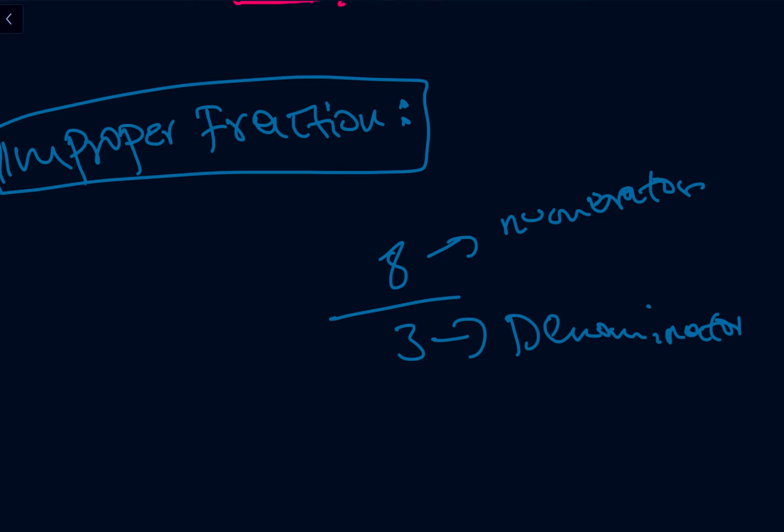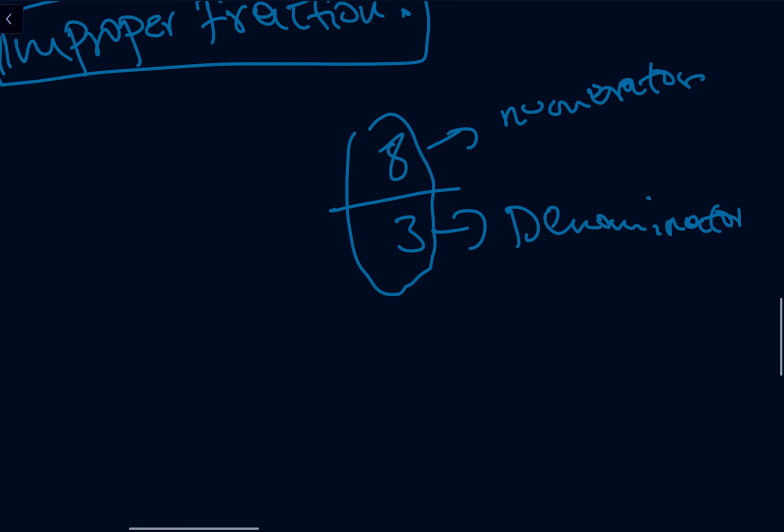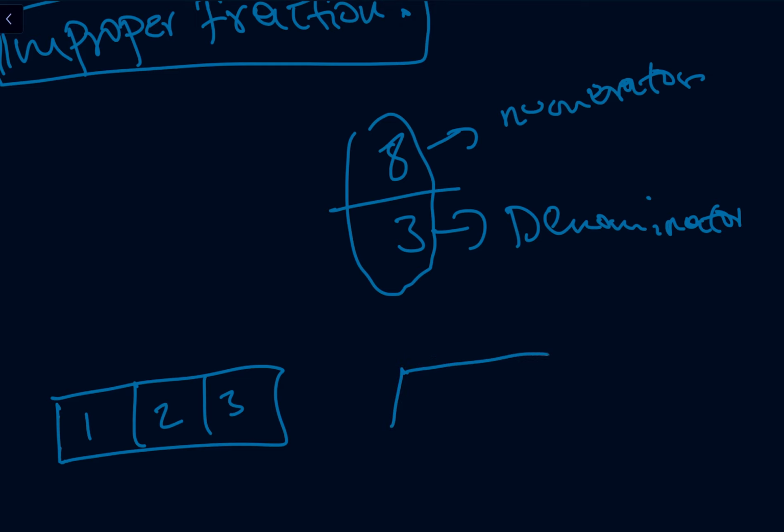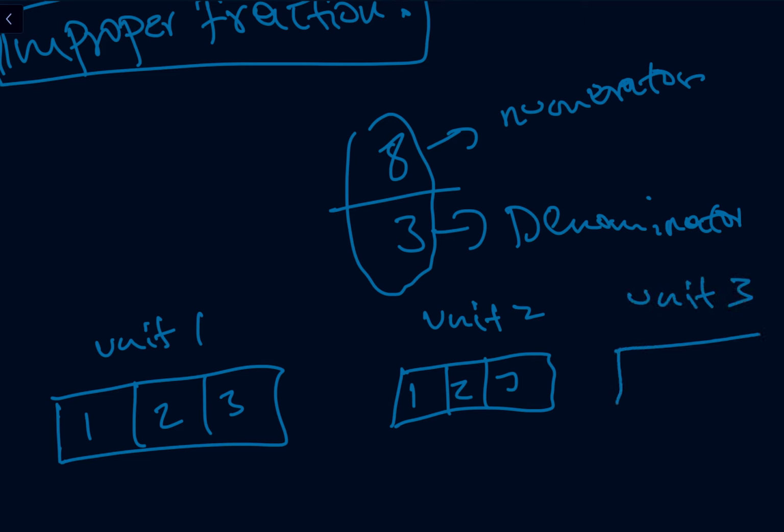I know you might be wondering, why do we have 8 on top and 3 on the bottom? So what does this mean? Let's say you have 3 units of cake. Unit 1, you had 3 portions, 1, 2, 3. Unit 2, you had 3 portions, 1, 2, 3. And unit 3, 1, 2, 3.